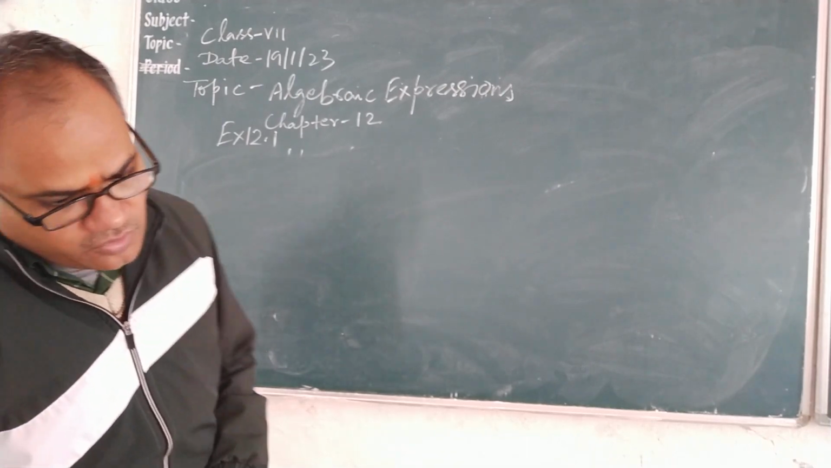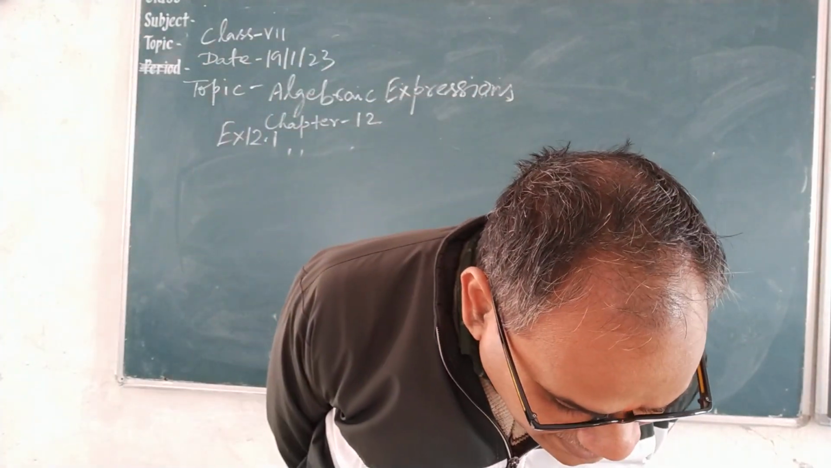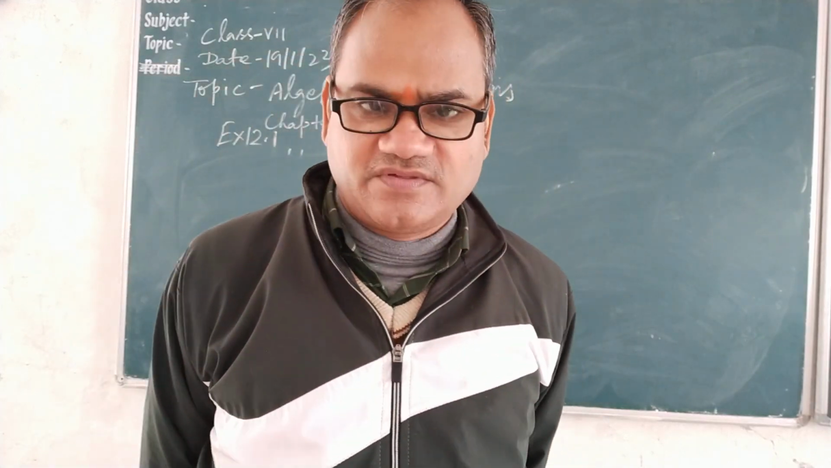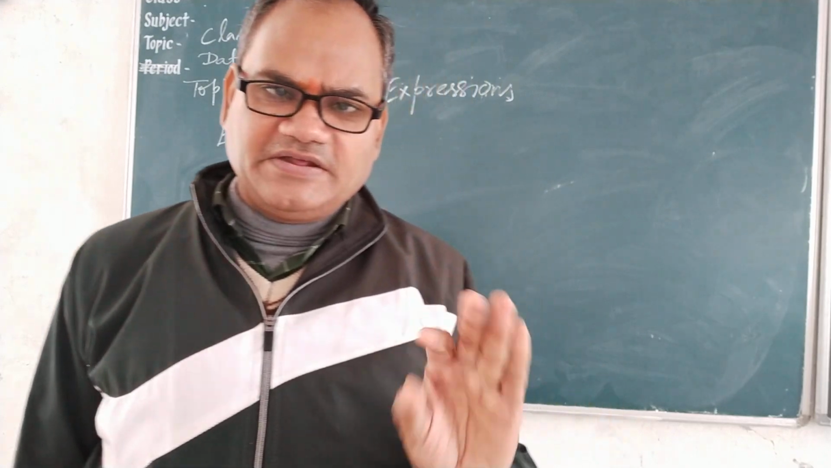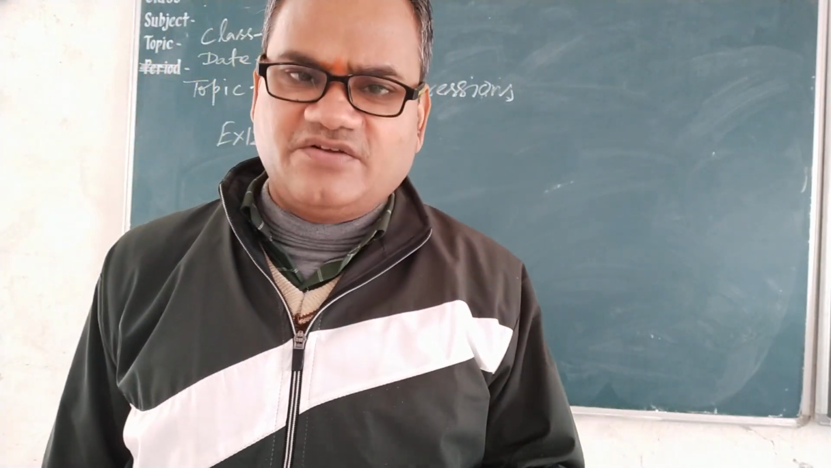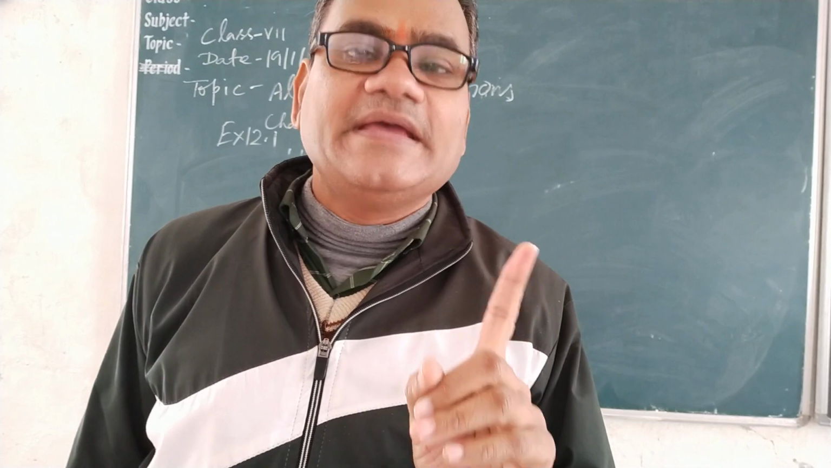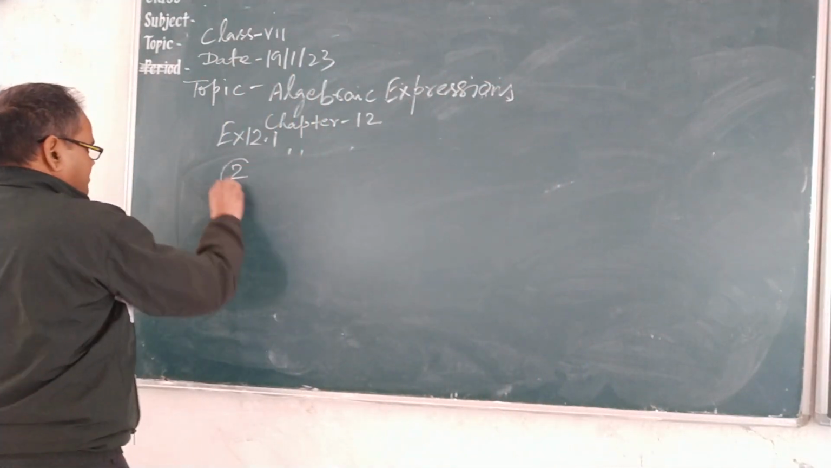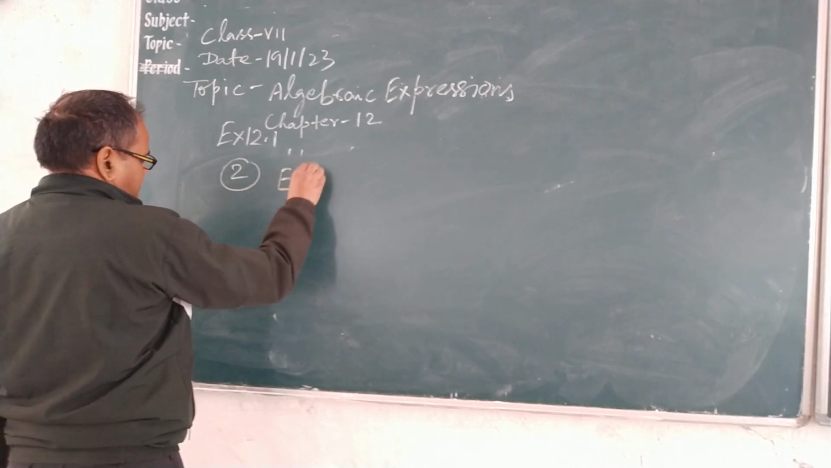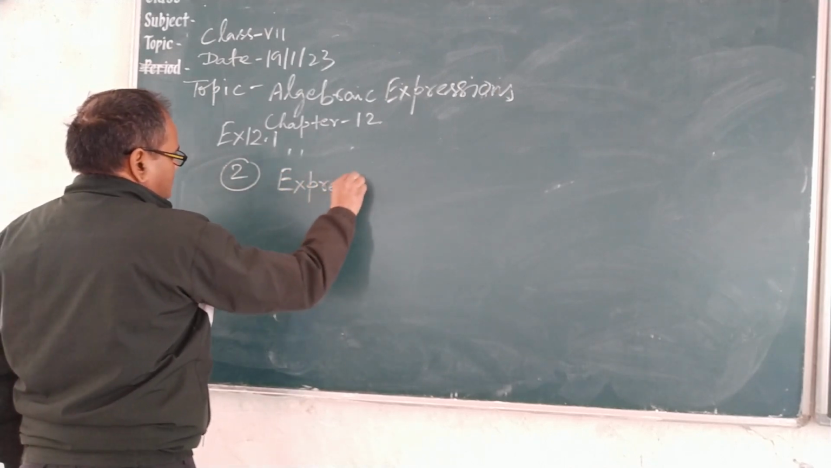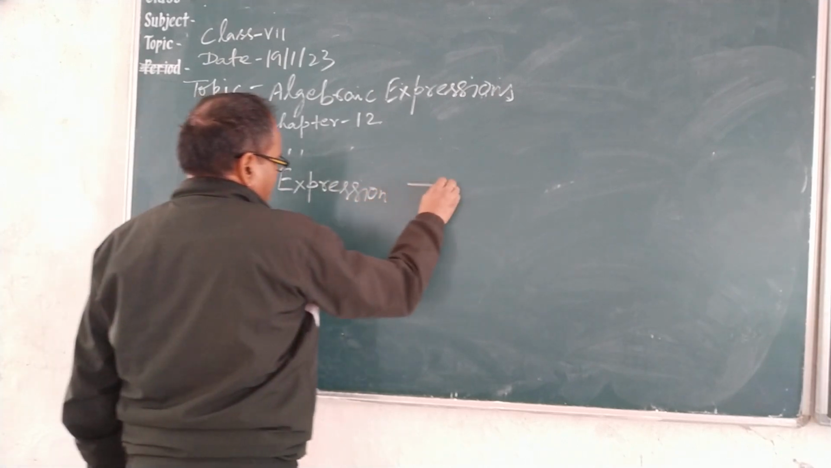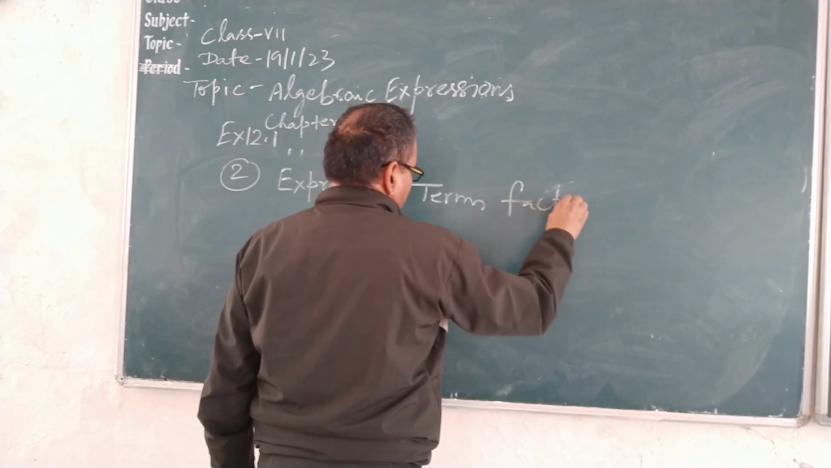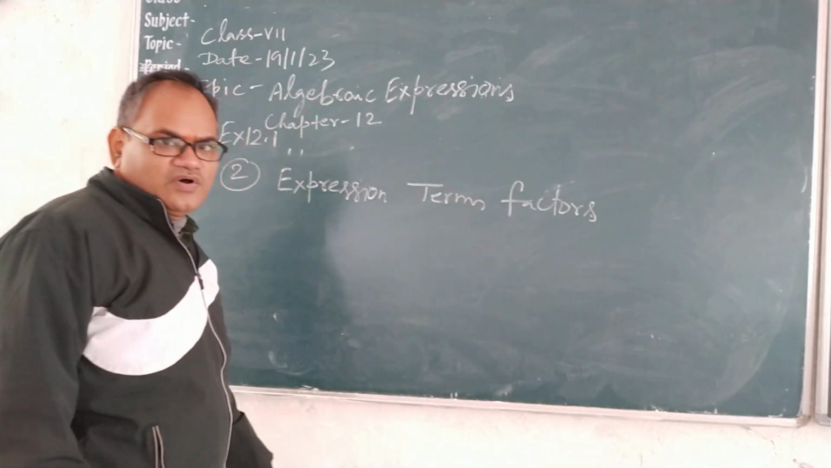What is question 2? Question 2 is: identify the terms and their factors in the following expressions. It means you have to identify terms and factors in the following expressions. What is your expression? First, 2 first. First write here expression. Then write here terms, and then you write here factors. Okay.